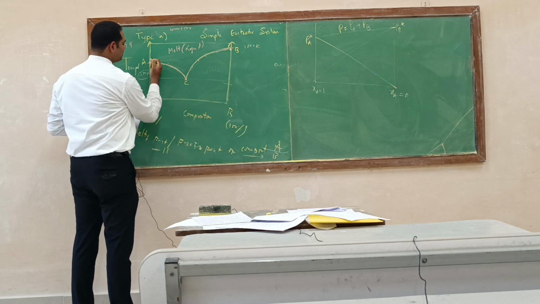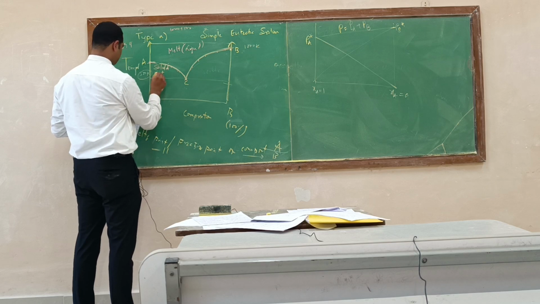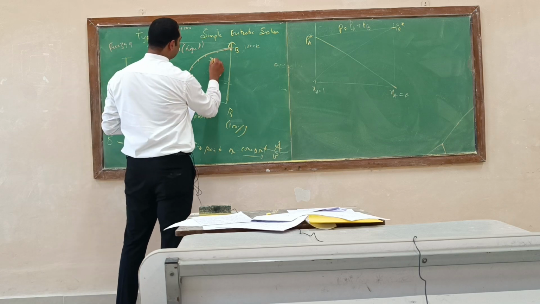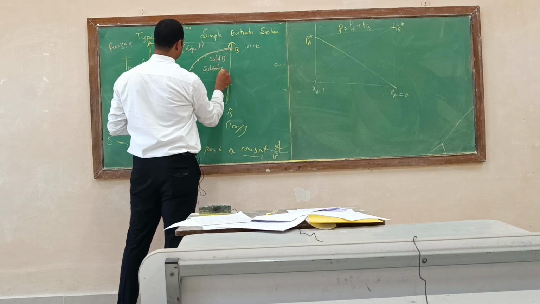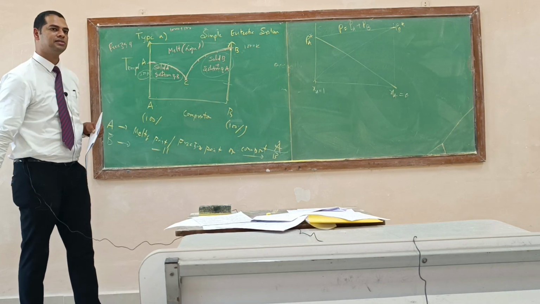Here, what will this be? Solid A plus B. Here it is going to be B plus. Why is it happening like this? Any insights?